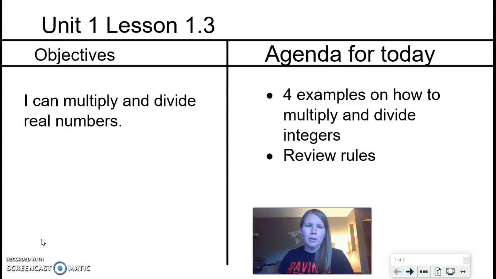Within this lesson, we are going to talk about multiplying and dividing real numbers. So that is your objective for the day: I can multiply and divide real numbers. Remember, that's going to be whether they're decimals, fractions, negative numbers, or positive numbers. Our agenda for the day is about 4 examples on how to multiply and divide your integers, as well as we will review those rules on how to multiply and divide those numbers.